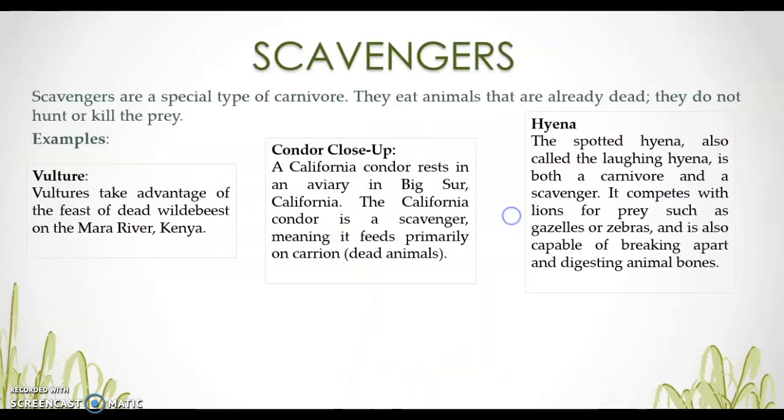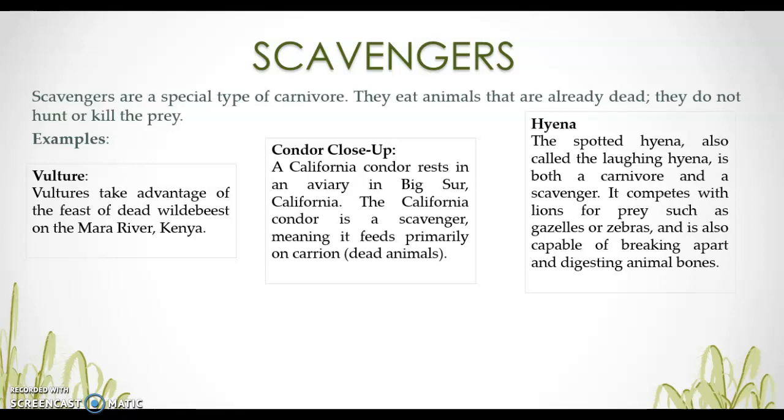Good. So, this is the first explanation. For today, esta es la última explicación. It's about the scavengers. Remember this word in Spanish and also in English. Scavengers in Spanish means carroñero, okay? And carroñero or scavengers are a special type of carnivore. They eat animals that are already dead. They don't hunt or kill the prey.